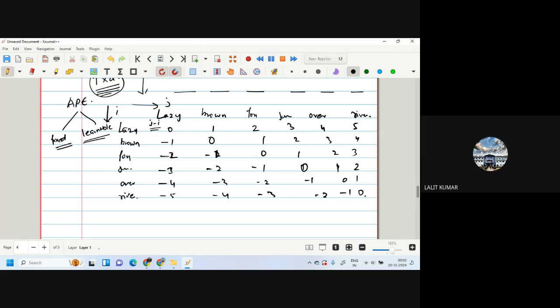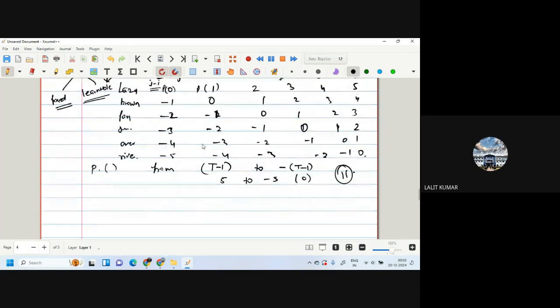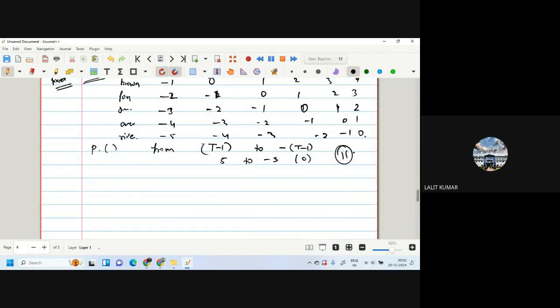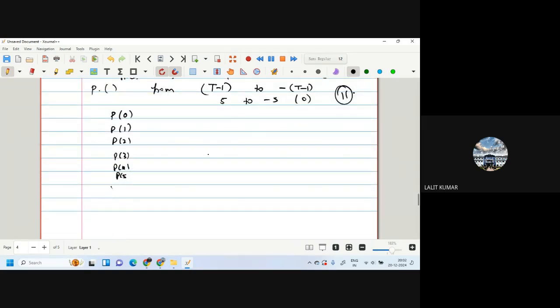So see here, these are the p values. So you can say that p0, p1. So here I will have p values from t minus 1 to minus t minus 1. So effectively I've got from 5 to -5 including 0. So there are 11. Now all these p's which are there are calculated. So I will find P0, P1, P2, P3, P4, P5 up to P minus 5.